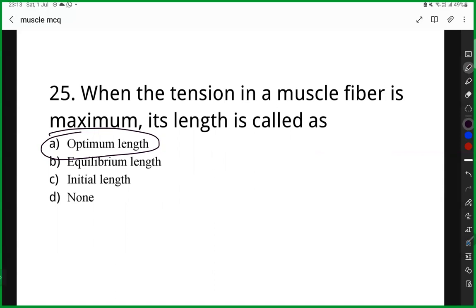So what is the total tension? Sum of active tension and passive tension. What is resting length? The length of the muscle at which active tension is maximum. That is called resting length. It corresponds to the segment BC in the graph. Equilibrium length is the length the muscle has when relaxed, because of this titin. That is called equilibrium length. Okay, the question asked: tension in muscle fiber is maximum at the optimum length.